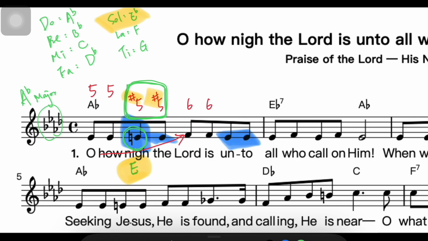And again, the same note comes here. But how can we decide what number should we write? Should we write so or la la? Which one? We need to see the next one.